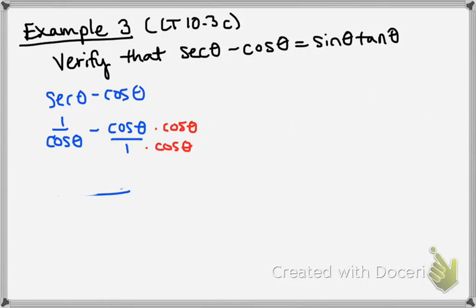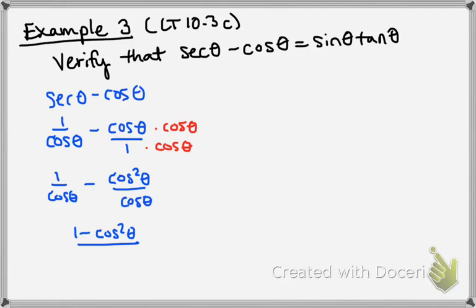Let me write that out for you so that you can see that. So I have cosine of theta minus the cosine squared of theta over the cosine of theta. Now, since they have common denominators, I can go ahead and put them together and subtract the numerators. So 1 minus the cosine squared of theta over that common denominator of cosine of theta. Then, I'm going to just pull this up here where I've got more room.